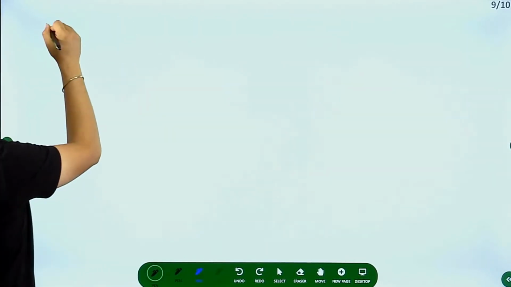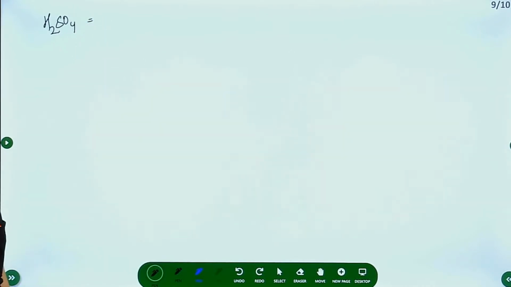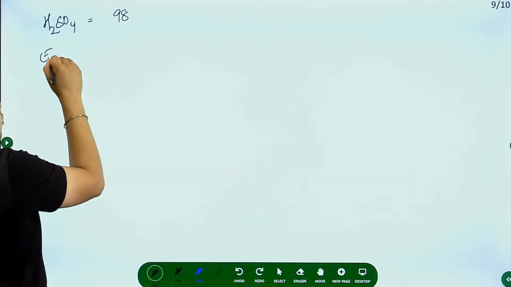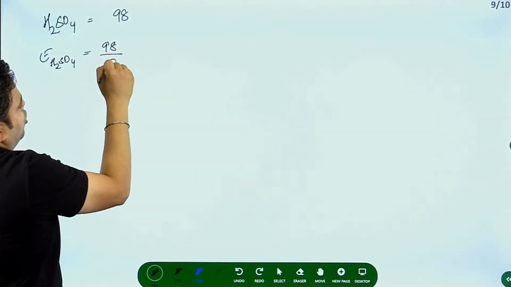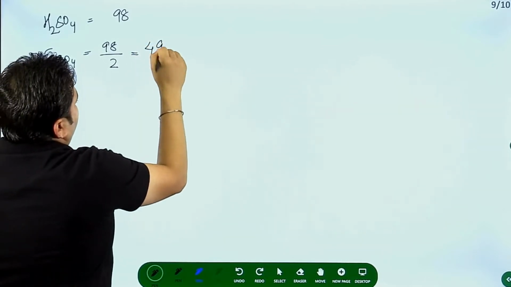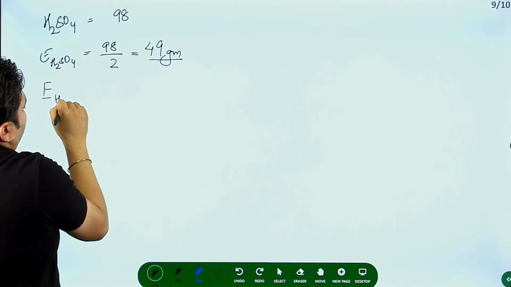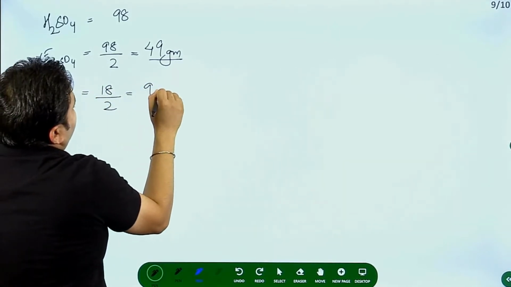Let us talk about H2SO4. Now we all know that H2SO4, its molecular weight is 98. So when you talk about the equivalent weight of H2SO4, it's 98 upon 2, that is 49 grams. If you talk about the equivalent weight for water, it is 18 upon 2, that is 9 grams.